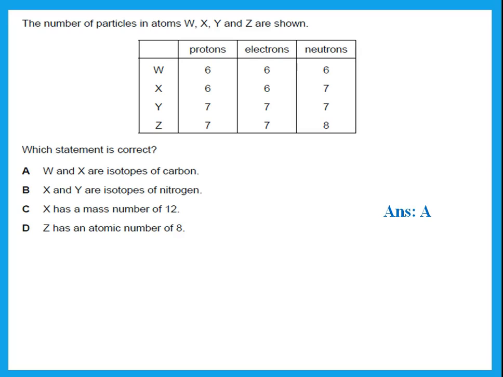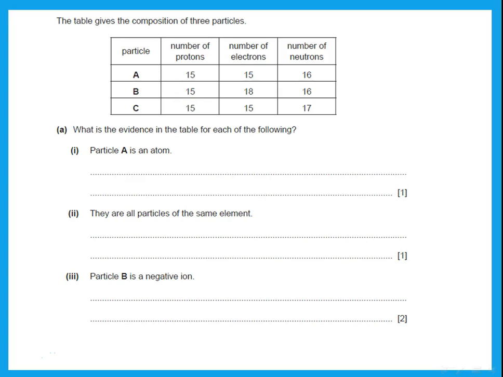X and Y are isotopes of nitrogen. That's not right. X and Y are different elements because they have different numbers of protons. X has a mass number of 12. A mass number is the number of protons plus neutrons. So 12 is not the correct one. 6 plus 7 is 13. Z has an atomic number of 8. That's wrong because atomic number is the number of protons. So actually the atomic number of Z is 7, not 8.